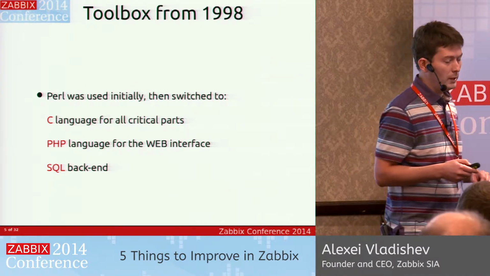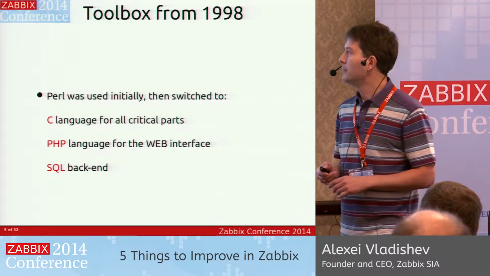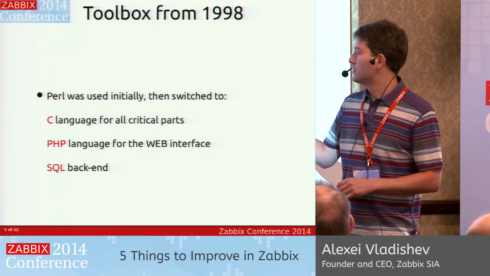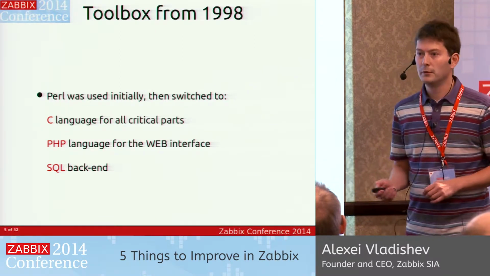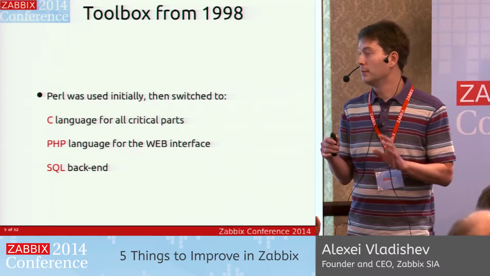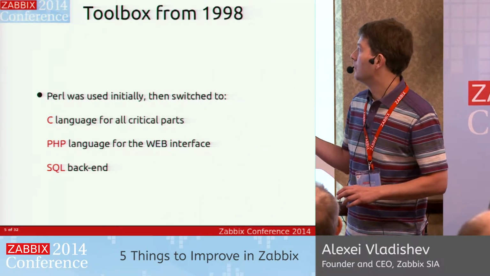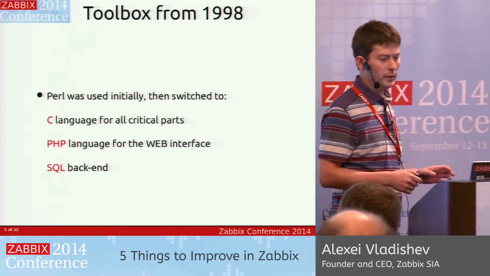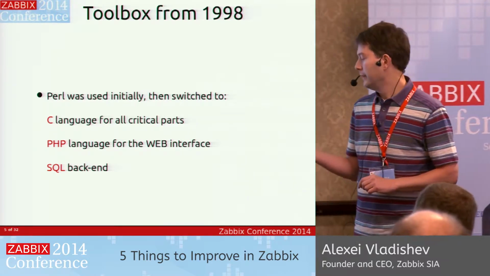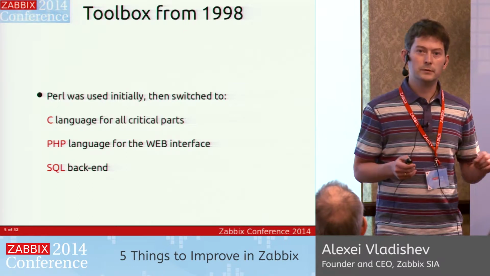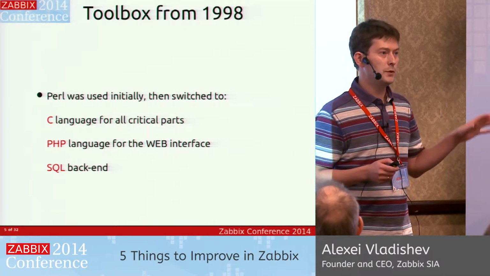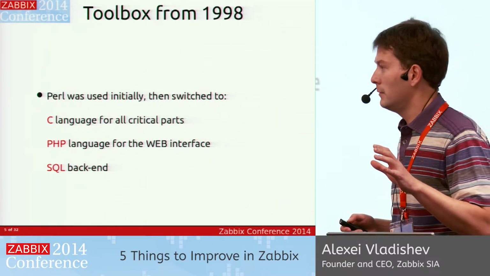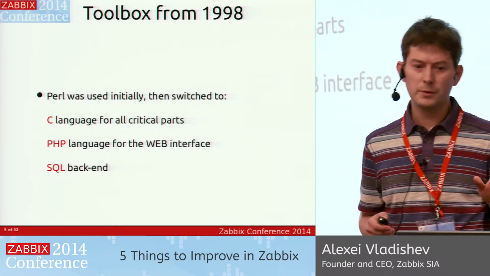Then I was thinking, okay, Perl is probably not a good choice. So I decided to use the C language for all critical parts. The architecture was completely changed at some point. So the C language for all critical parts: server side, agent side, and later proxy side. PHP language for the web interface. And actually, in 1998, I didn't have much choice. There was PHP, there was Perl CGI, what else? ASP maybe. So PHP was quite an obvious choice.